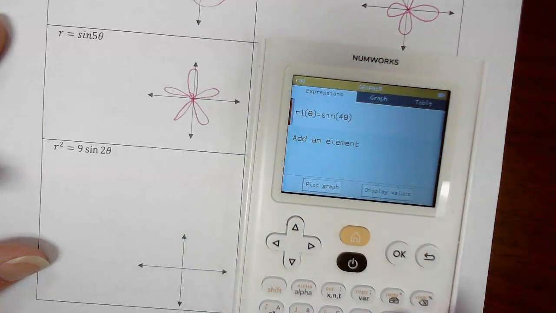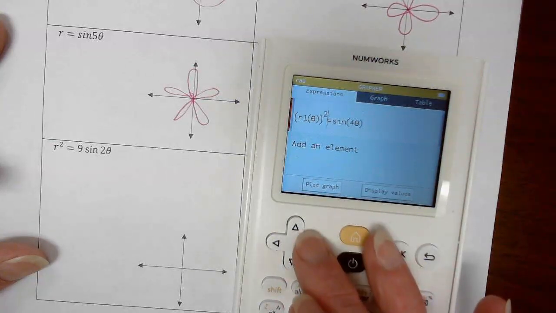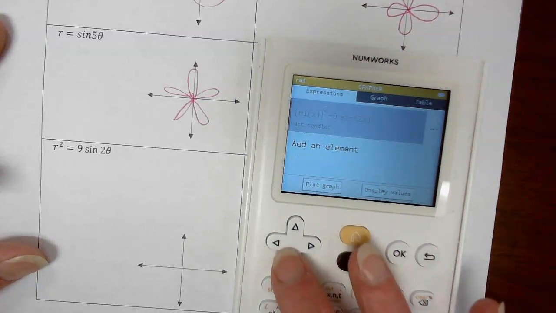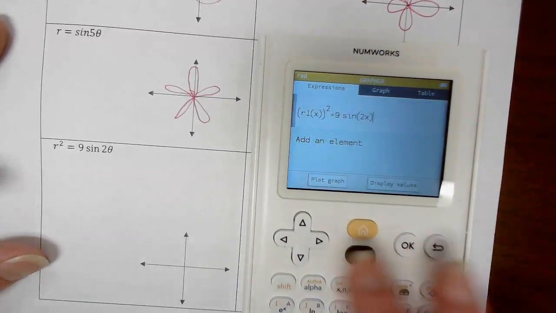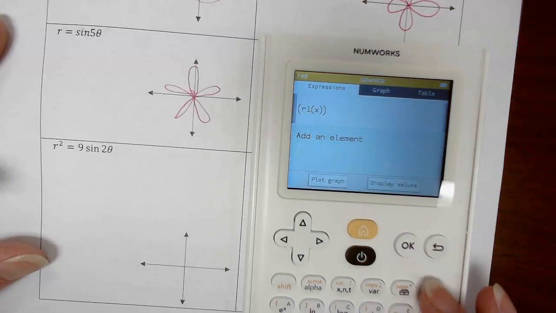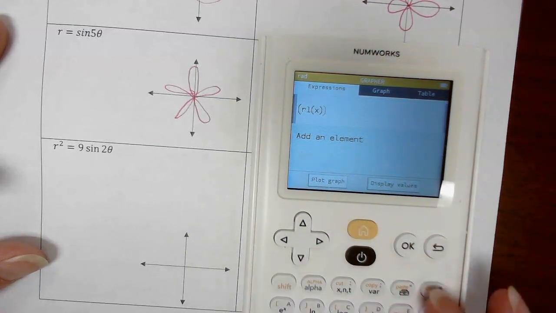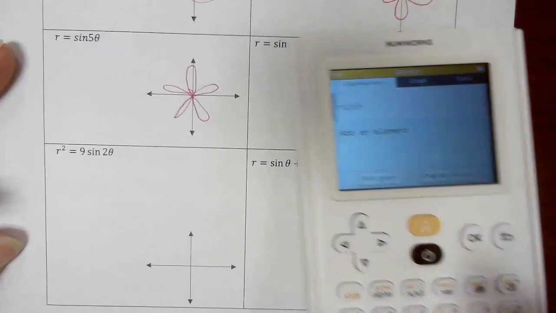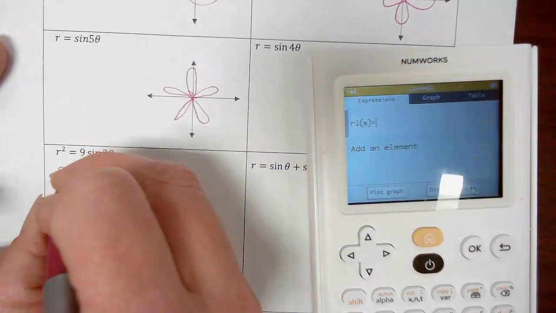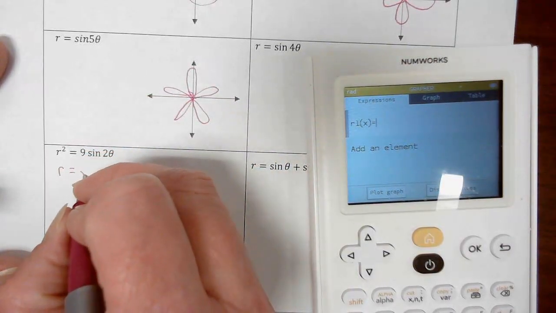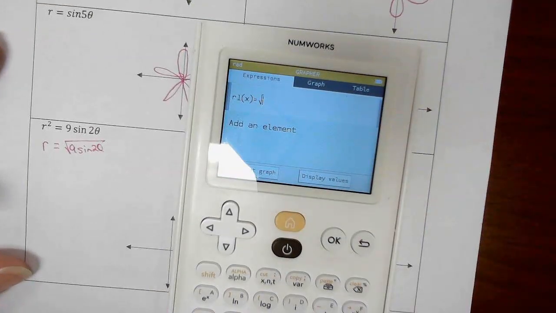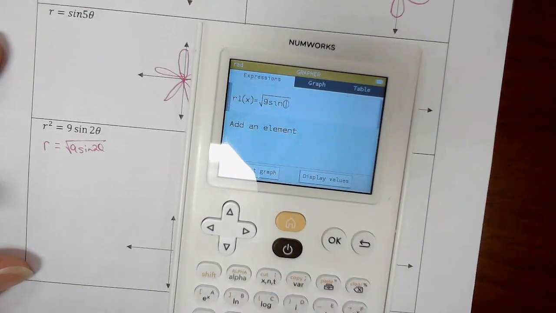Let's see if it'll let us square that. Oh, it says it's not handled. Okay, so what I'm going to have to do is go back. It does not handle squaring the r. So what I'm going to have to do is square root it. So that'd be the square root of 9 sine 2 theta.